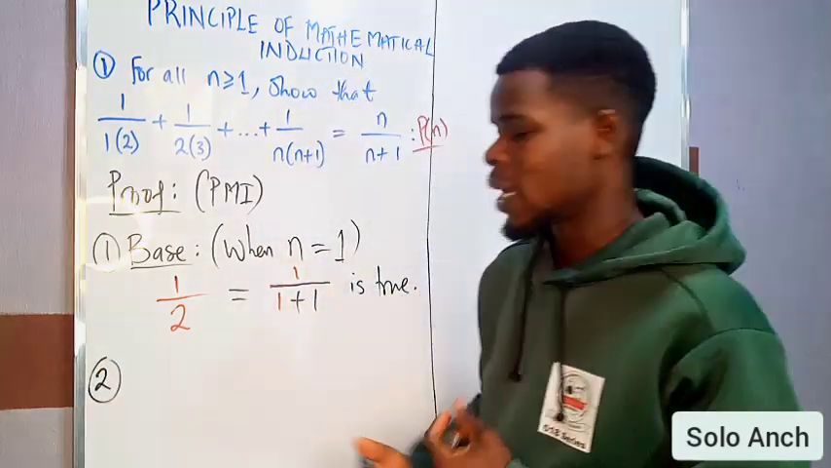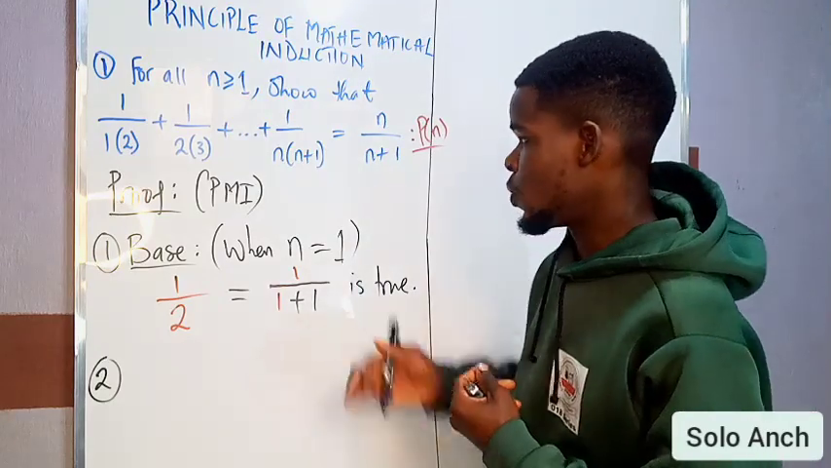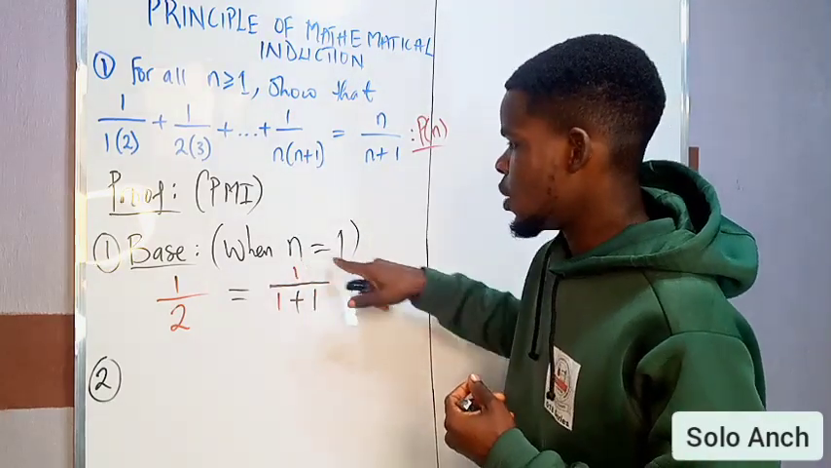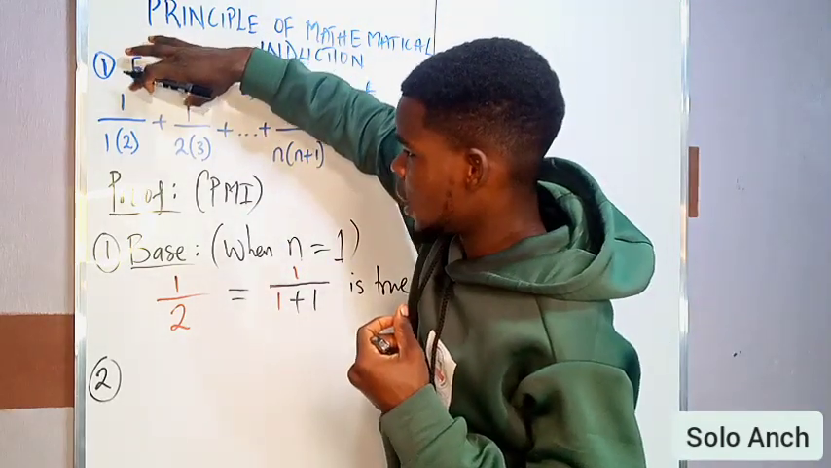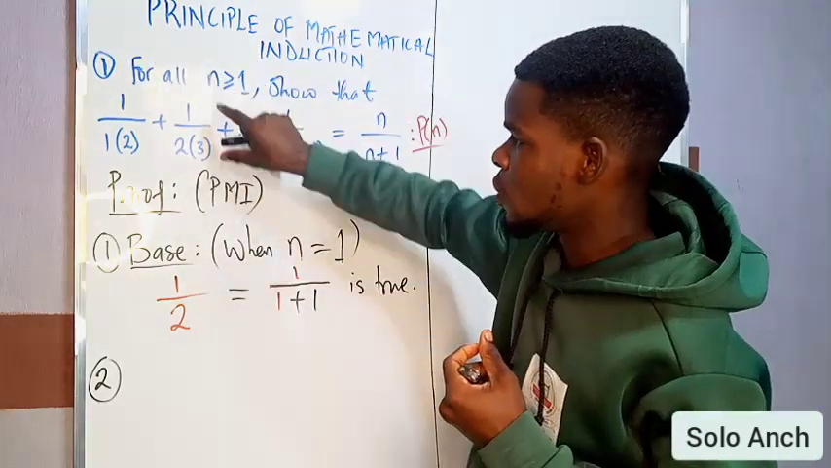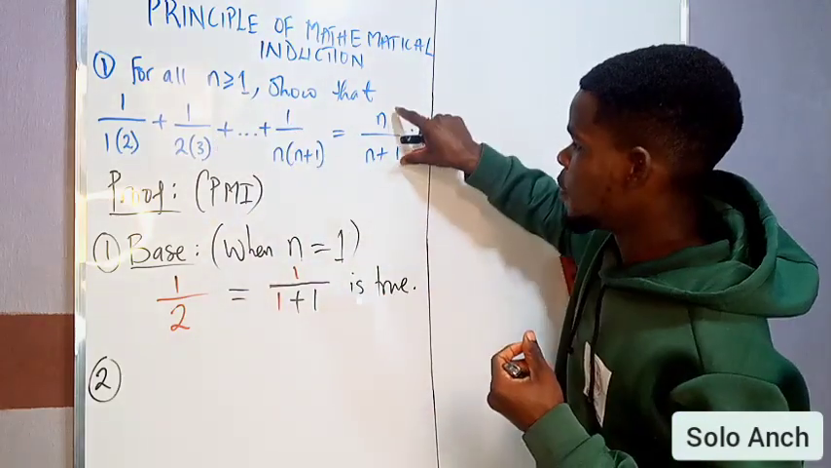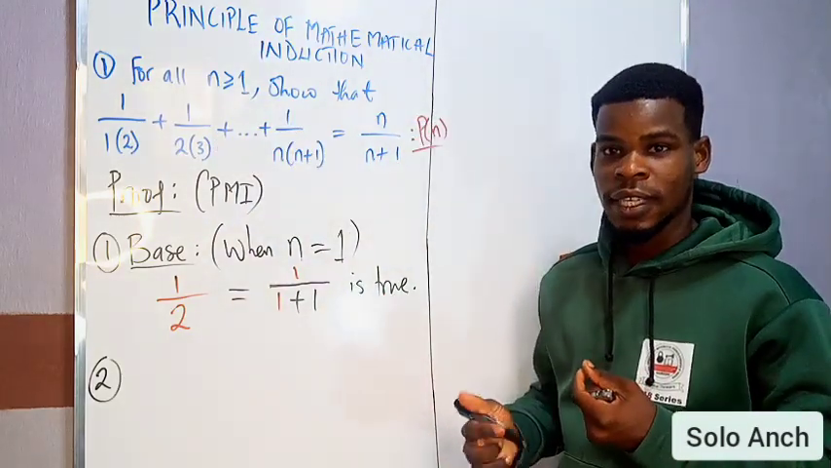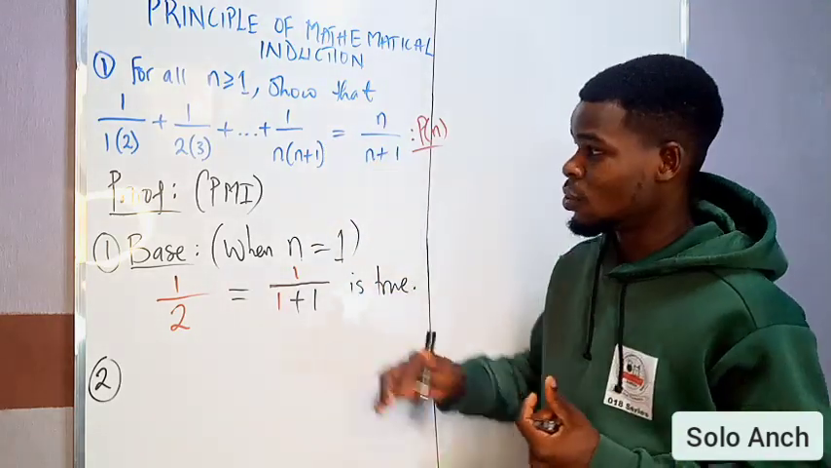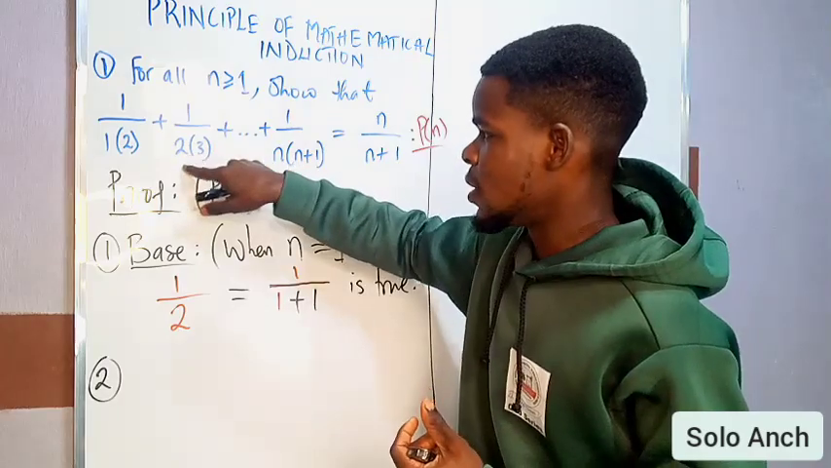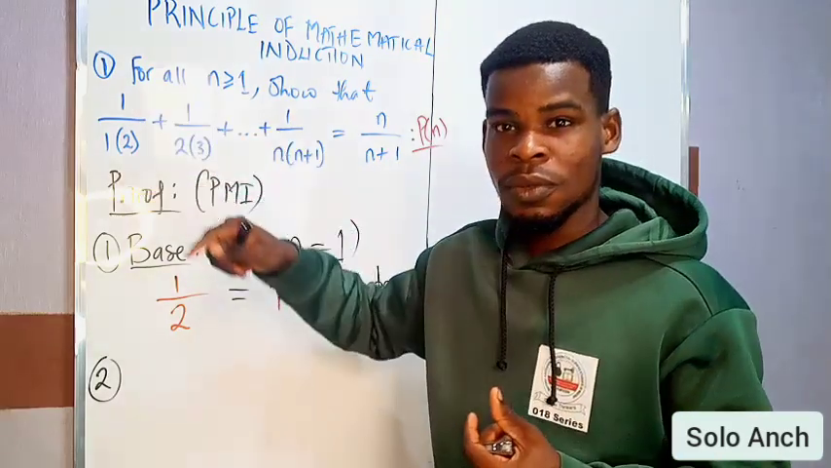You can even go ahead to check for the second element of the set, which is 2, that is when n is 2. That means when you add the first two terms together, will it give you the same thing when n is 2 on the right hand side? Of course, it's going to be true, because this is 6, so 1 over 6, this is 1 over 2.